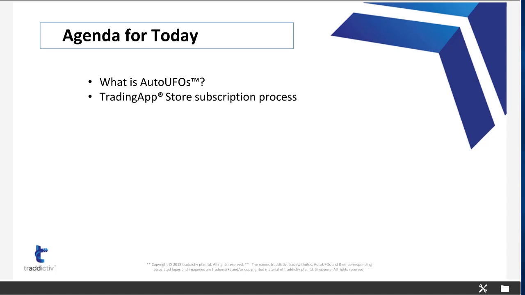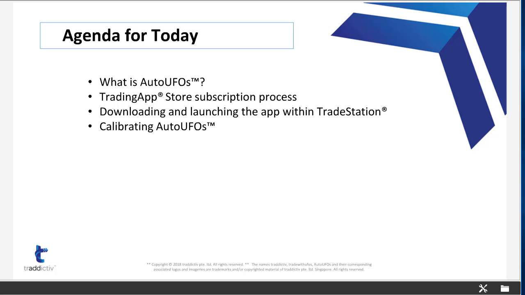We look at the Trading App Store subscription process. So as we leave this session, you know the process on how to activate the app within your TradeStation platform. We will look at downloading and launching the app within TradeStation, mechanics on how to get the app running in your TradeStation. We'll talk about calibration, which is a very important process, and you will see what that means and how it works in a few minutes from now.